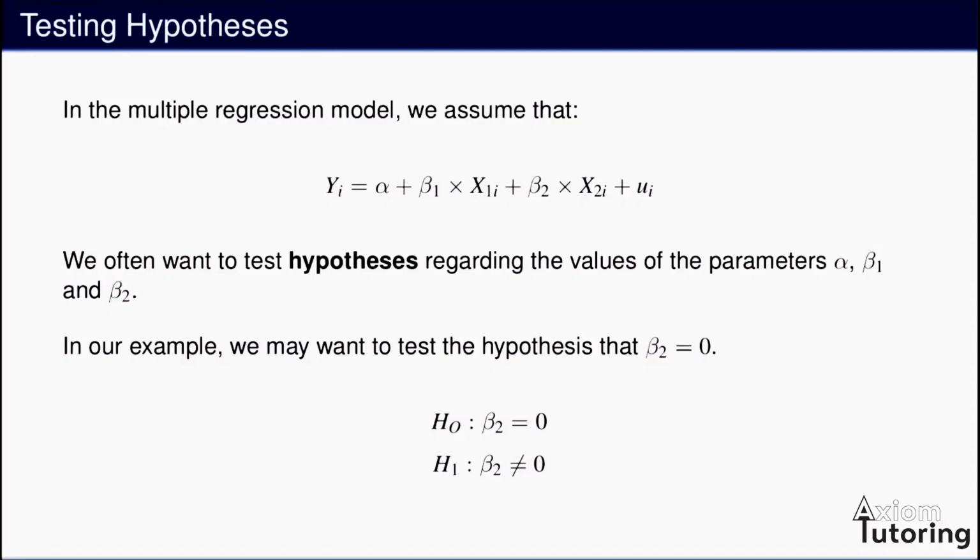As always, when you want to carry out a hypothesis test, you need to start by setting your null hypothesis and your alternative hypothesis. In this case, my null hypothesis is that beta 2 is equal to 0. Remember that a null hypothesis always has an equal sign. And the alternative hypothesis in this case is just that beta 2 is different from 0. So it's just the negation of my null hypothesis.